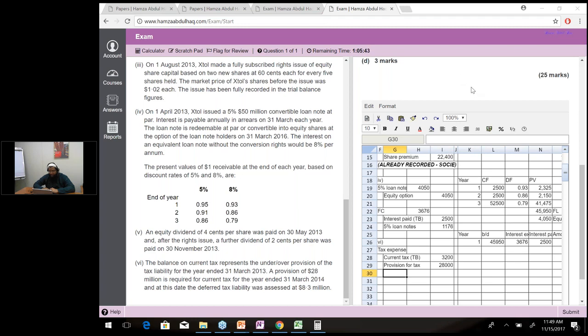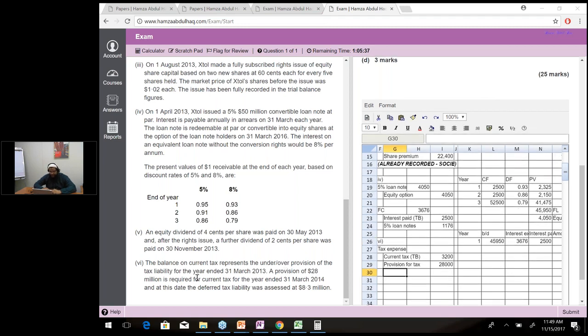Okay, so let's continue. So we have written the value of 28,000 as provision for tax. Now the question says that further, and at this date, the deferred tax liability was assessed at 8.3 million. So the question has already given us the deferred tax liability. So I'm writing DTL brought down, DTL carried down, and the movement to be recorded in P&L. So the carried down is 8,300 given by the question.